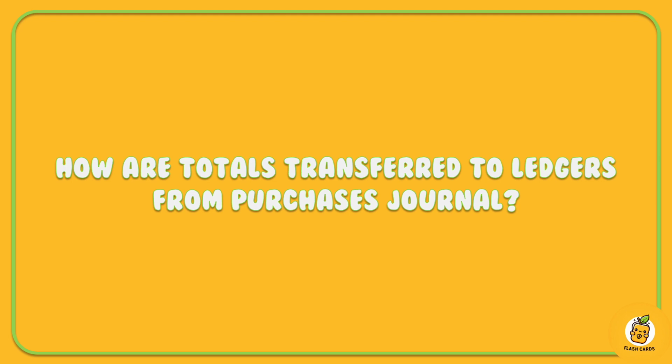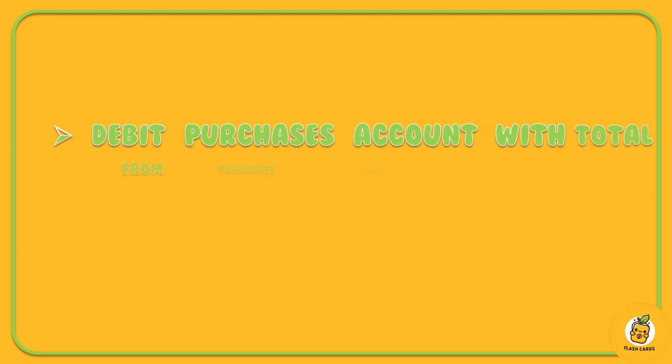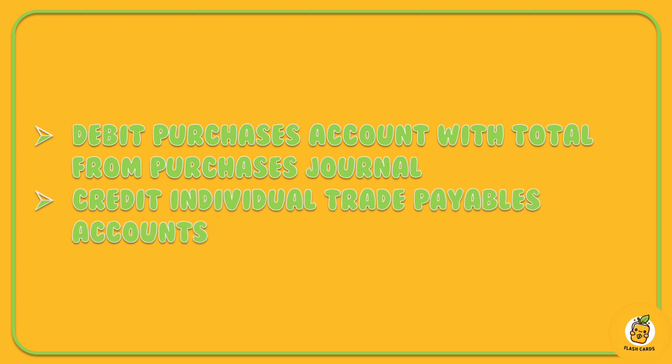How are totals transferred to ledgers from the purchases journal? Debit purchases account with the total from the purchases journal. Credit individual trade payables accounts.